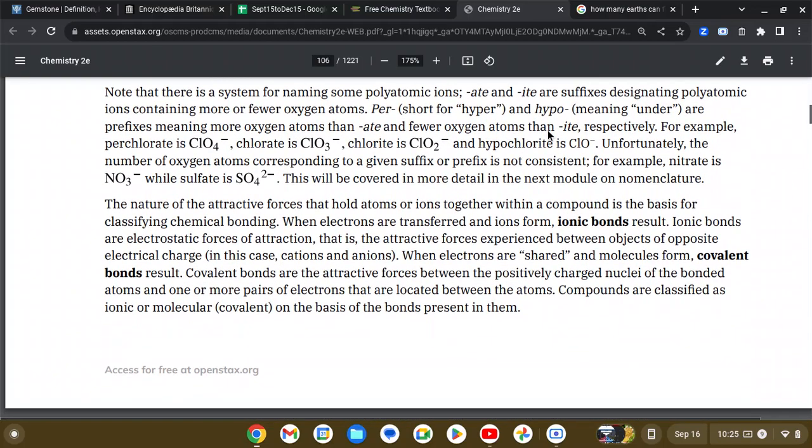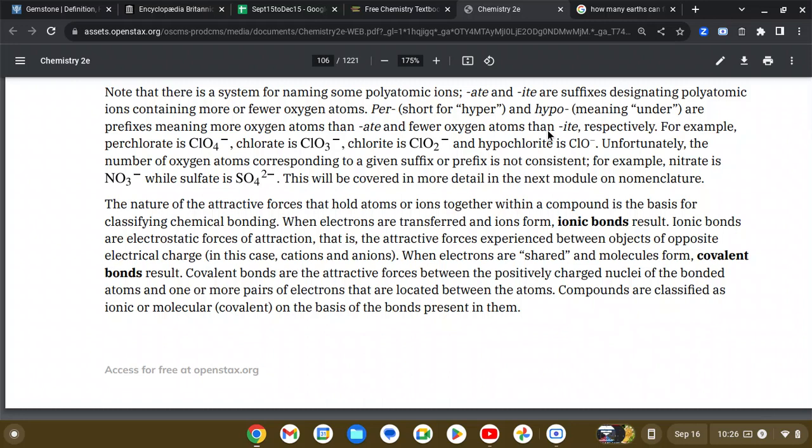Note that there is a system for naming some polyatomic ions. Ate and ite are suffixes designating polyatomic ions containing more or fewer oxygen atoms. Per, short for hyper, and hypo, meaning under, are prefixes meaning more oxygen atoms than ate and fewer oxygen atoms than ite, respectively. For example, perchlorate is ClO4-, chlorate is ClO3-, chlorite is ClO2-, and hypochlorite is ClO-.